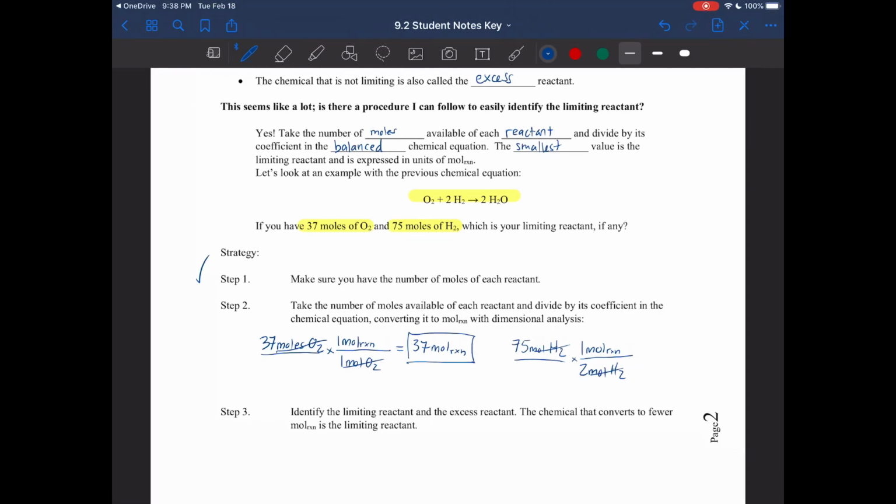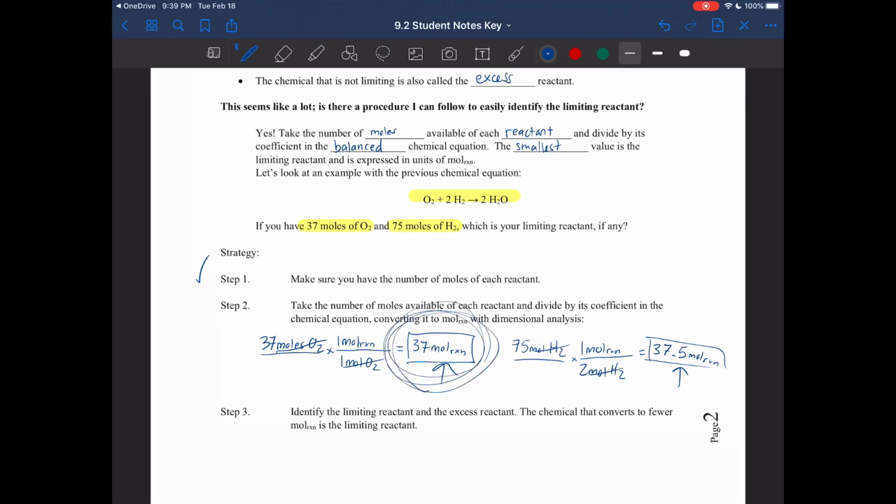Let me find my calculator. 75 divided by 2, I'm getting 37.5. And then your units should be moles of reactions that happen, because that's all that's left. So we have 37 moles of reaction that happen because of the O2 that we have, but we have 37.5 moles of reaction that happen because of the H2 that we had.